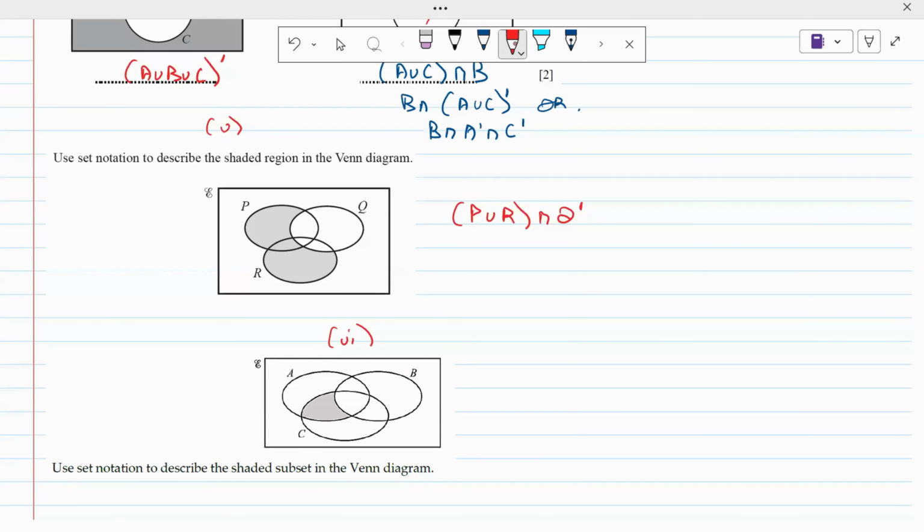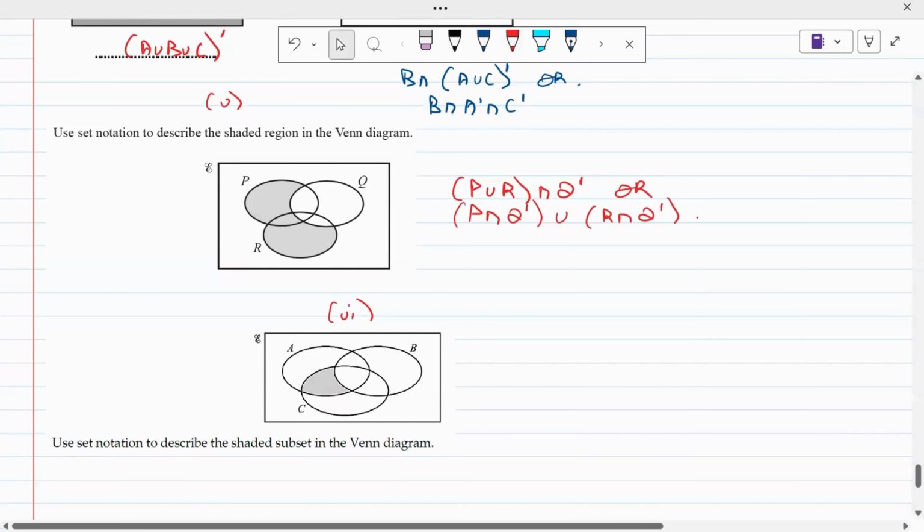Is this correct? Or another way of writing is you're removing Q from P as well as you're removing Q from R also. That's another way of writing it. So both these answers are acceptable. Is this clear? Yes, sir.